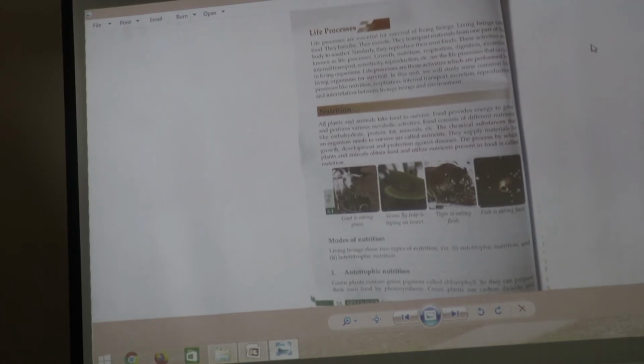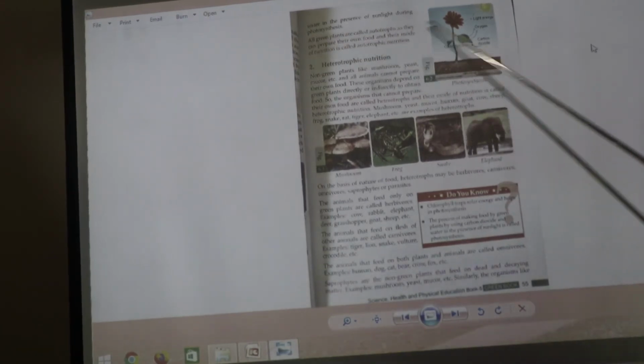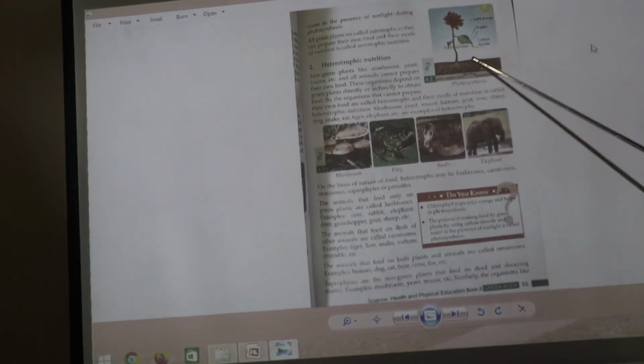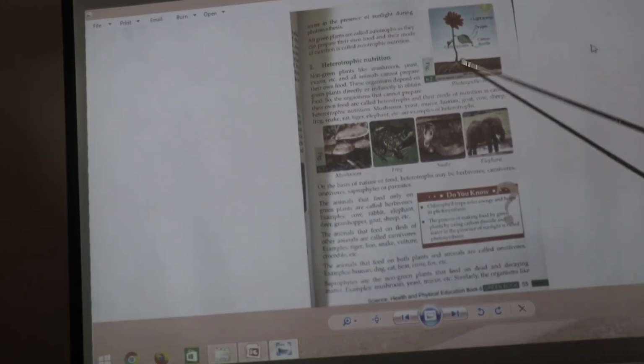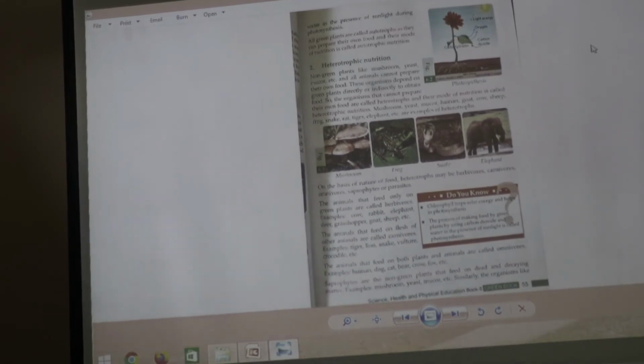Number one, in autotrophic nutrition, green plants contain a green pigment called chlorophyll, so that they can prepare their own food by photosynthesis. Green plants use carbon dioxide and water in the presence of sunlight during photosynthesis. The green plant takes carbon dioxide, takes water from the ground, and in the presence of sunlight makes its food, which is known as photosynthesis.